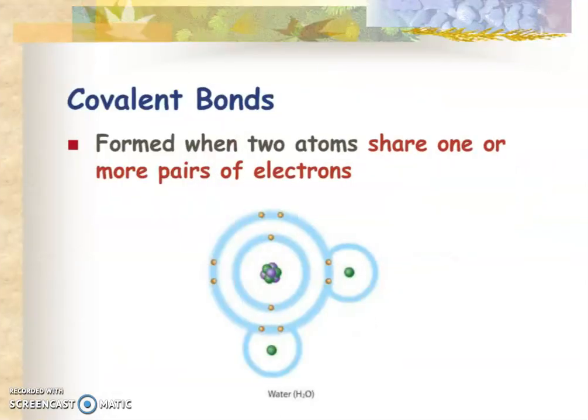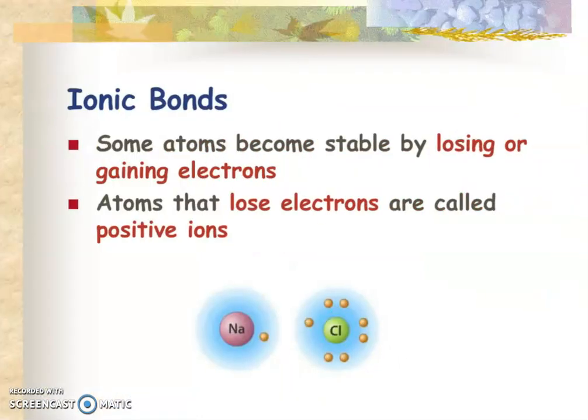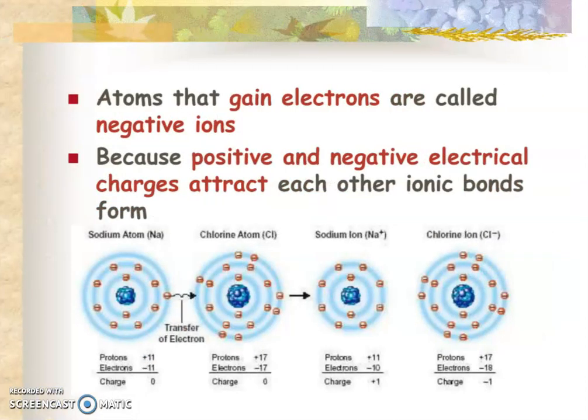So, a covalent bond is formed when two atoms share one or more pairs of electrons. Ionic bond means some atoms become stable by losing or gaining electrons. Atoms that lose electrons are called positive ions. Atoms that gain electrons are called negative ions. Because positive and negative electrical charges attract each other, a compound forms.